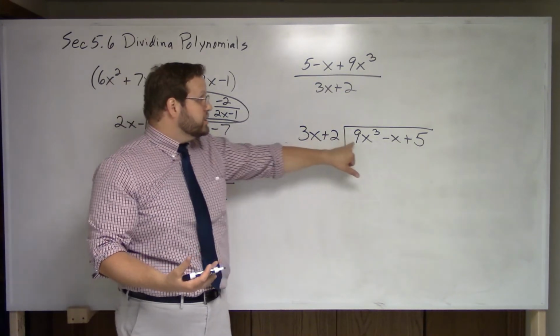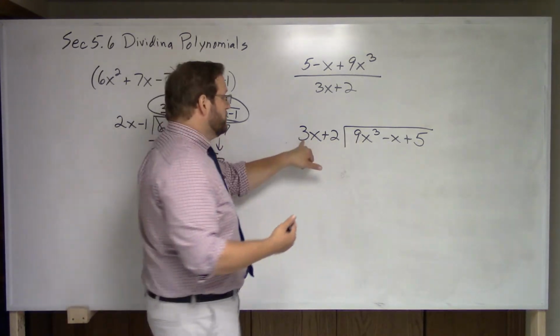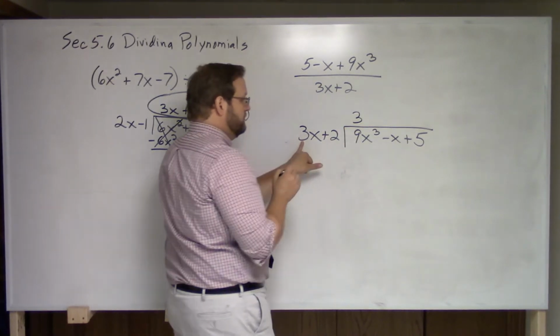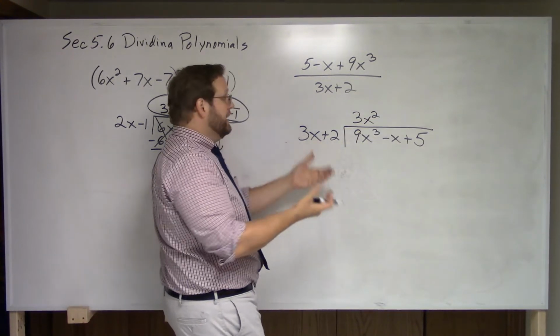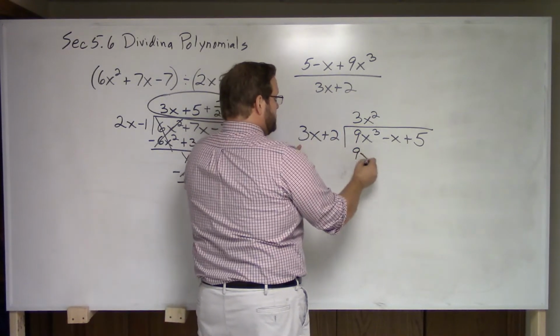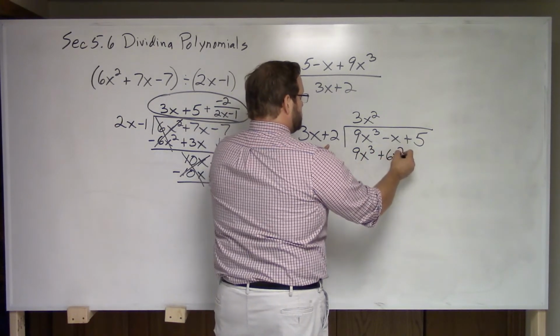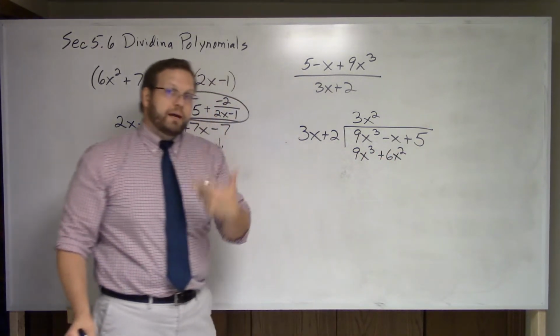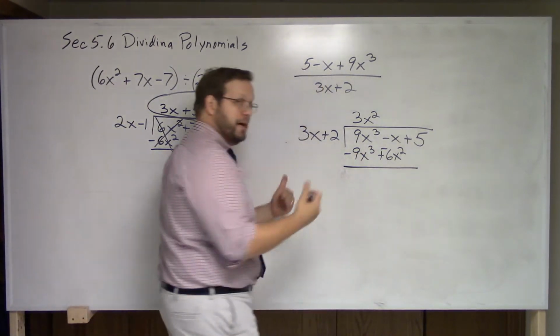I want 3x to be a 9x cubed. So 3 times 3 is a 9, and I need x squared to make that x cubed. I then distribute that. So I get 9x cubed plus 6x squared. Now, what I would then do is change the signs, and then I would add down the columns.